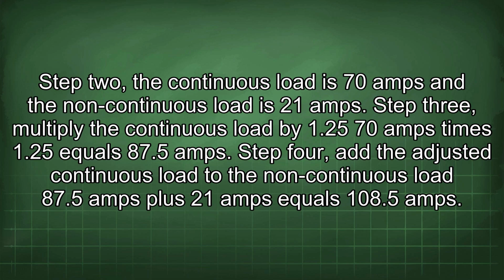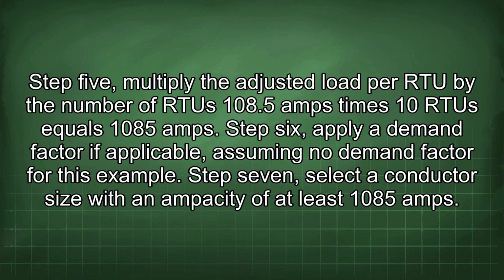Multiply the continuous load by 1.25. 70 amps times 1.25 equals 87.5 amps. Step 4. Add the adjusted continuous load to the non-continuous load. 87.5 amps plus 21 amps equals 108.5 amps. Step 5. Multiply the adjusted load per RTU by the number of RTUs. 108.5 amps times 10 RTUs equals 1085 amps.